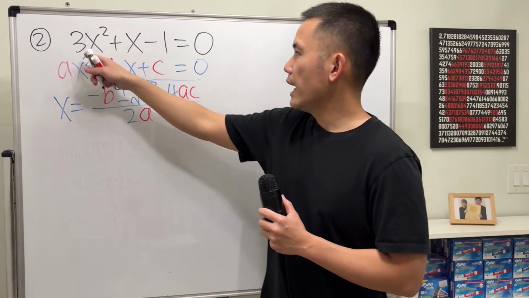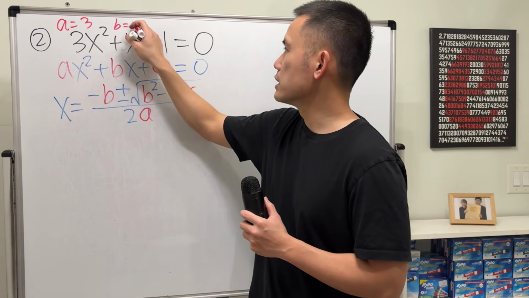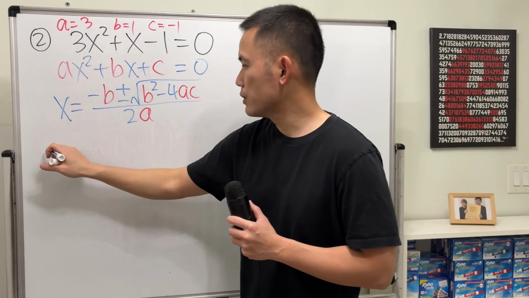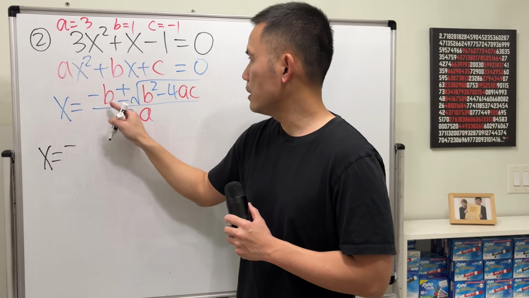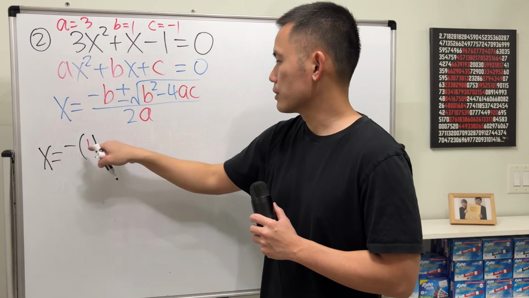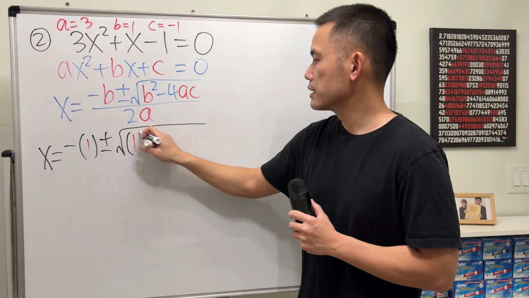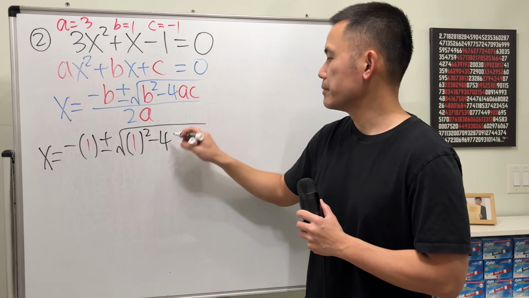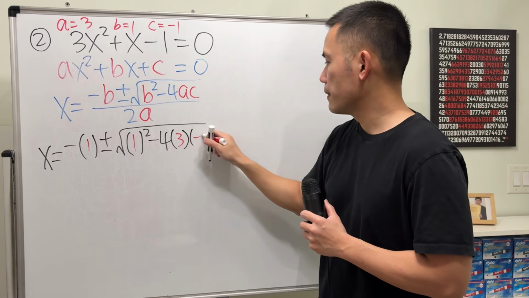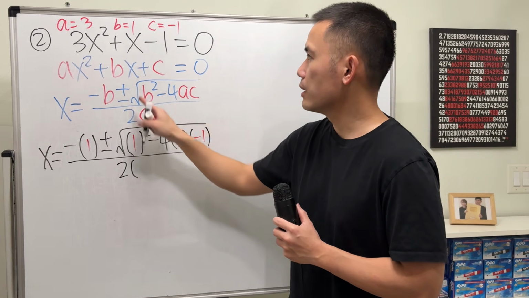Now, a is 3, b is, the coefficient here, positive 1, c is this number which is negative 1. Let's go ahead and just do it. So we get negative b, which is negative 1, and then plus or minus the square root of b squared, 1 squared, minus 4 times a, which is 3, and then c is negative 1. And all divided by 2 times a, which is 3.